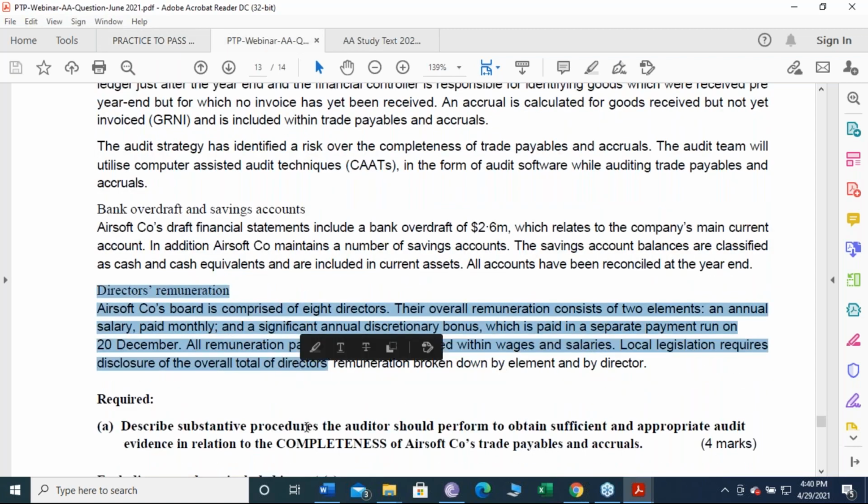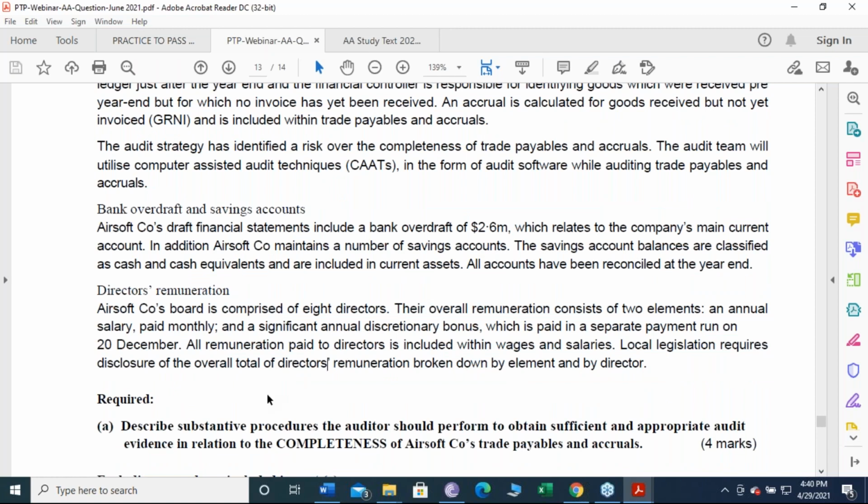Directors' remuneration. This is tricky. This is important. The company's board is comprised of 8 directors. Their overall remuneration consists of 2 elements: annual salary paid monthly and a significant annual discretionary bonus. So the directors get 2 kinds of payments. Number one, salary, which can be verified through the payroll account and their agreement from HR, and number two, their discretionary bonus, which can be verified through board minutes of the meetings.